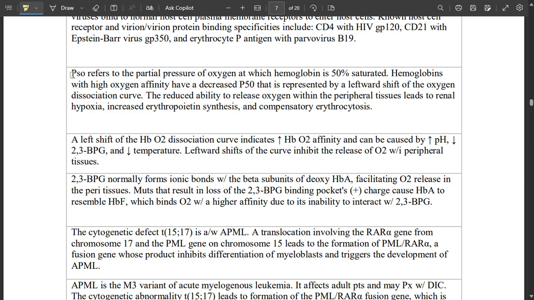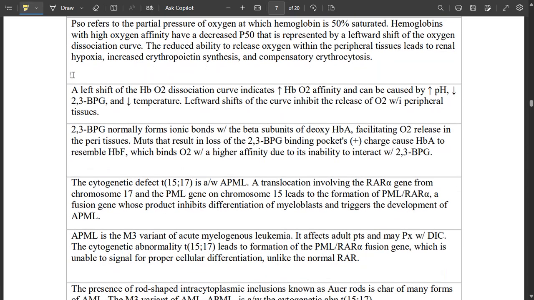So P50 is something that is in the x-axis of the oxygen-hemoglobin dissociation curve, and the saturation is in the y-axis. So decreased P50, or left shift, causes a decrement in P50, whereas right shift causes increased P50. This reduced ability to release oxygen to the peripheral tissues leads to renal hypoxia, increased EPO synthesis, and compensatory erythrocytosis. Okay, it is understandable.